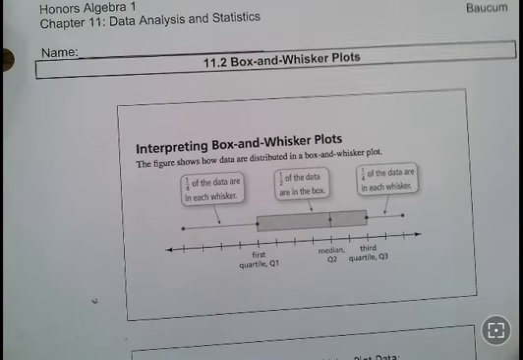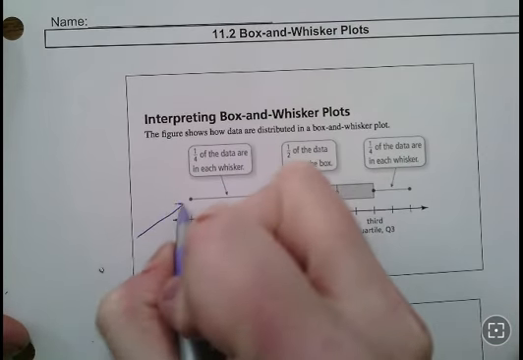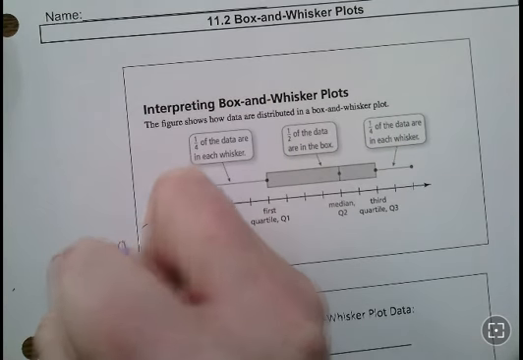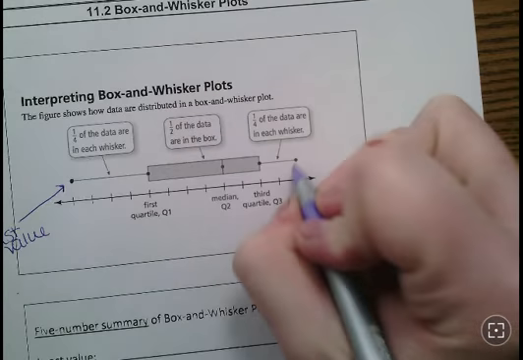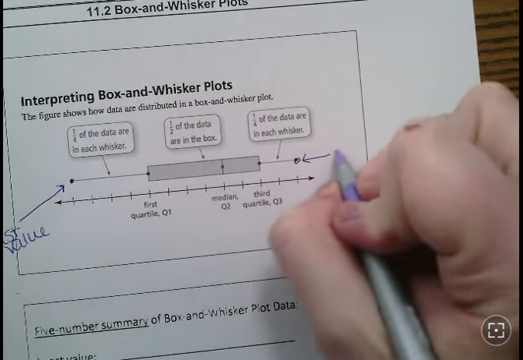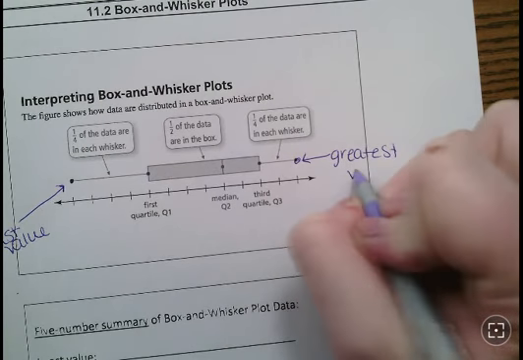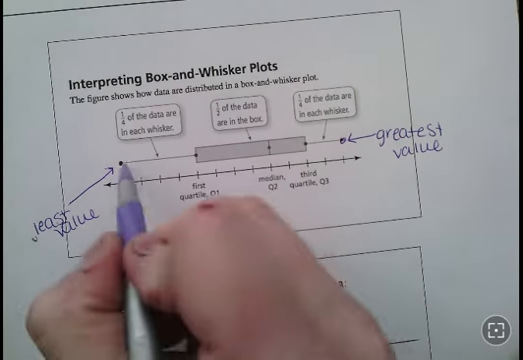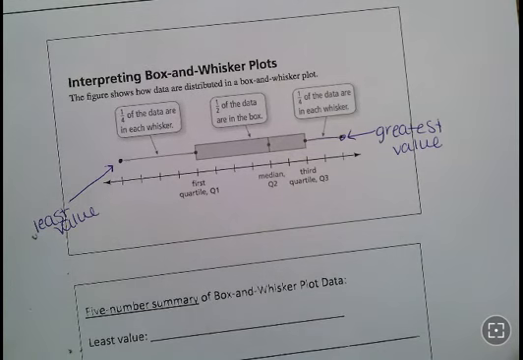So this first picture here just shows us a box and whisker plot that's already drawn. This number out here, the one with the dot, that would be your least value. And similarly on the other end, this dot right here is your greatest value. That's where we show the end of our whiskers. So this is a whisker and this is a whisker. This is a box. That's why we call it a box and whisker plot.